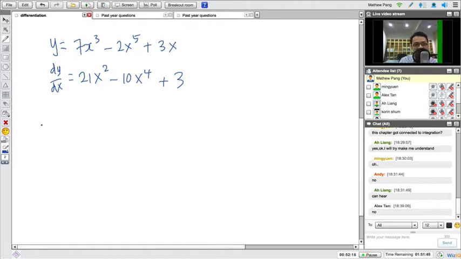Alright, let me level up a little bit. Let's say, what is this one? Let's say 7 over x cubed. Okay, what happens if I differentiate this one?